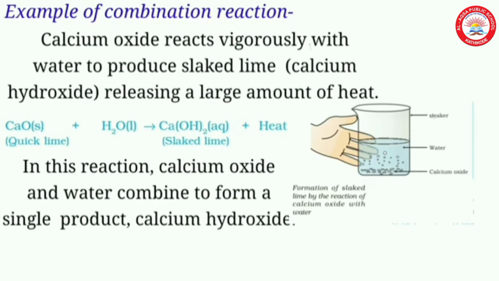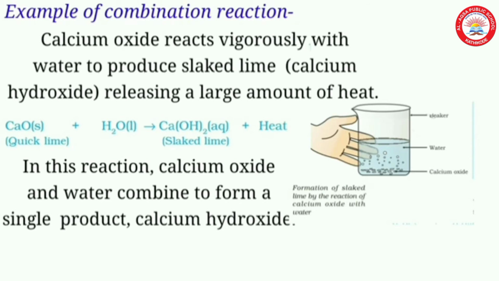Here, calcium oxide combines with, or reacts vigorously with, water and produces slaked lime. Slaked lime is also known as calcium hydroxide, and after this reaction it releases a large amount of heat. In this reaction, calcium oxide and water combine to form a single product, that is calcium hydroxide. So it is an example for combination reaction.